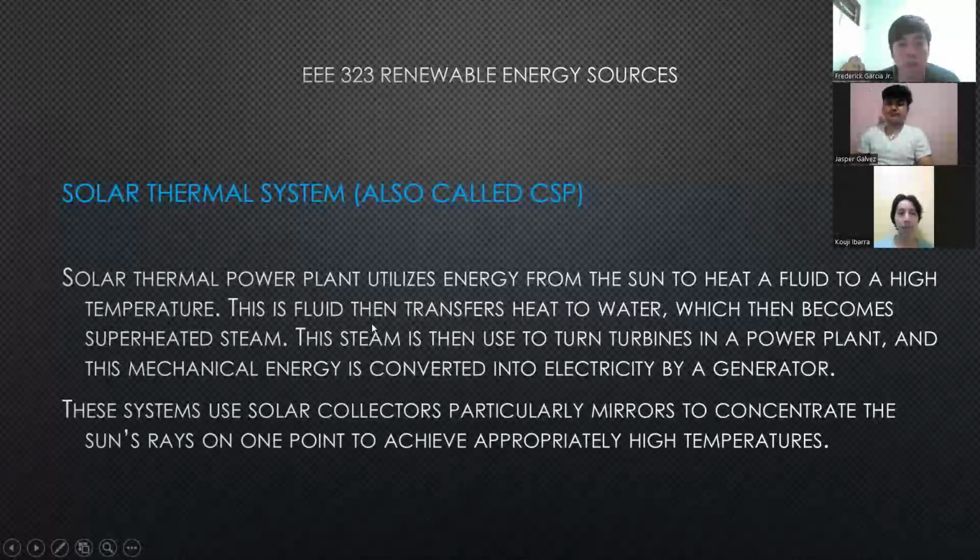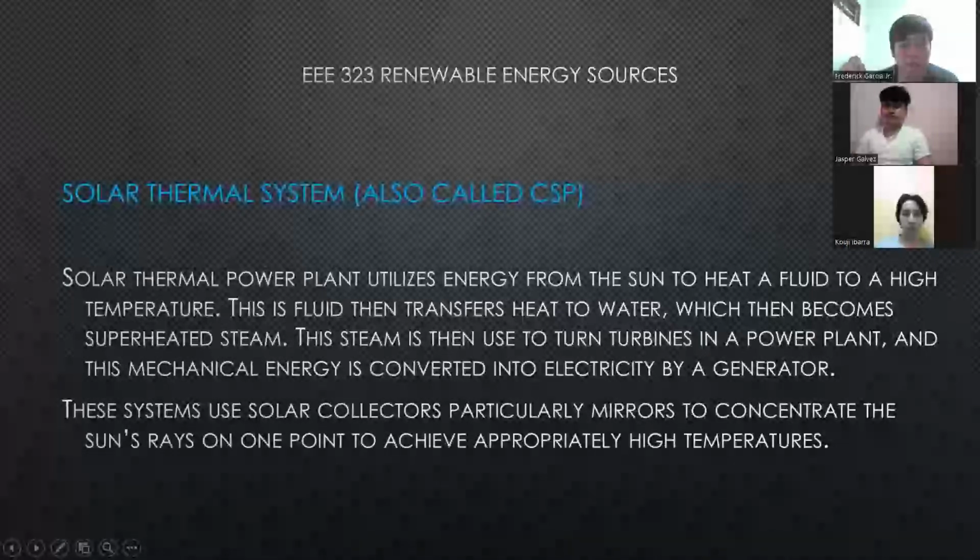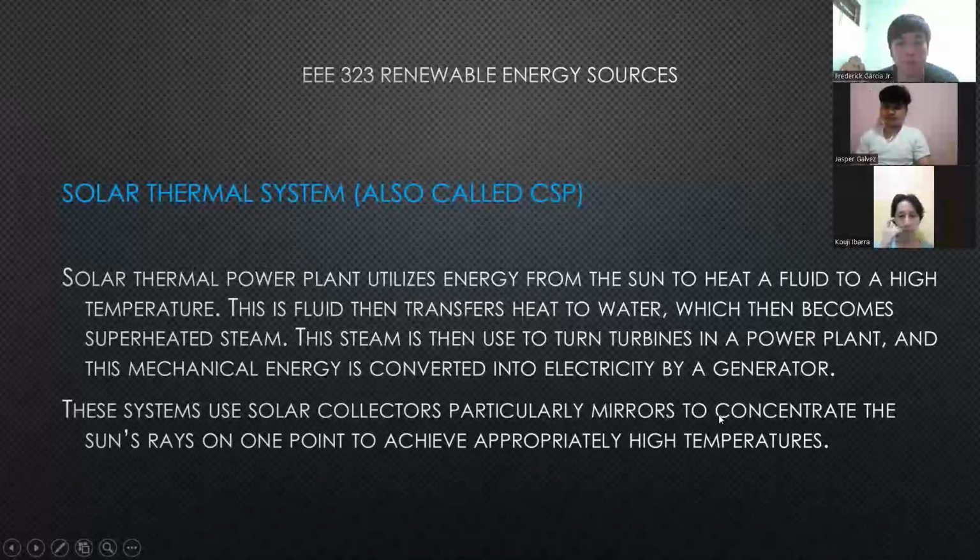This steam is used to turn a steam turbine in a power plant, and thus this mechanical energy, this rotation, is converted into electricity using a generator. These systems use solar collectors, particularly mirrors, to concentrate the sun's rays on one point to achieve appropriately high temperatures.